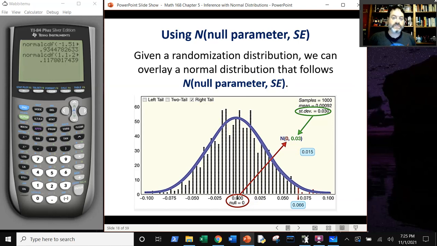And as we've discussed before, there are 3 different null parameters. If you have more than one variable, it's centered at 0. If you have one variable, it's centered at either mu 0 or p 0. And notice here that we need the standard error. Sometimes you can make a randomization distribution and just read the standard error off of there. And that's normally what we do. Or you could be given the standard error. That's another thing we can do.